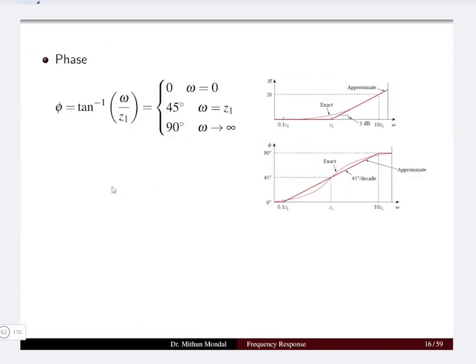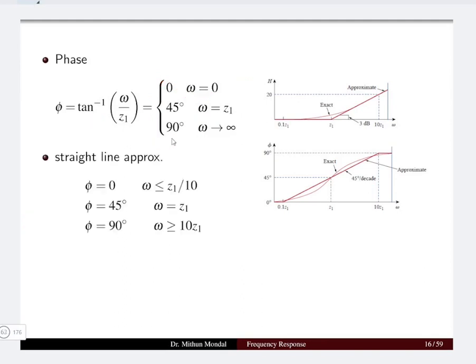So if we talk about the phase in detail, phase is equal to tan inverse of omega by z1. So we can see what happens at the lower frequency when omega equals 0, what happens at omega equal to z1, the corner frequency, and what happens at higher frequency tending to infinity. Depending upon these values, that is 0, 45 degree and 90 degree, at different points on the frequency axis, we can plot the phase plot.